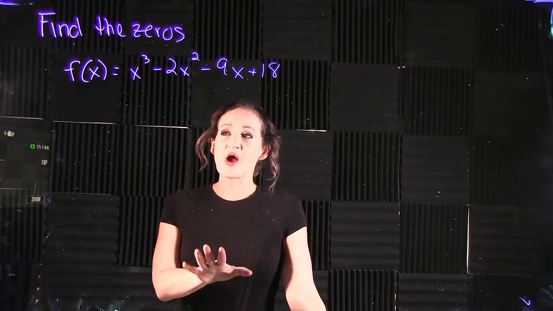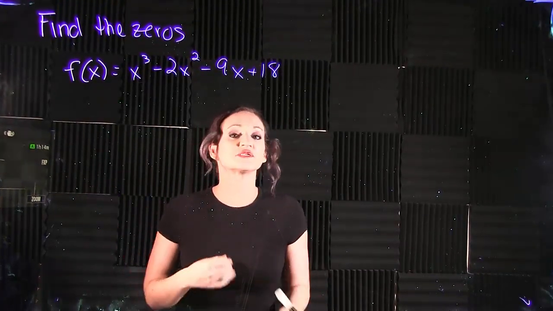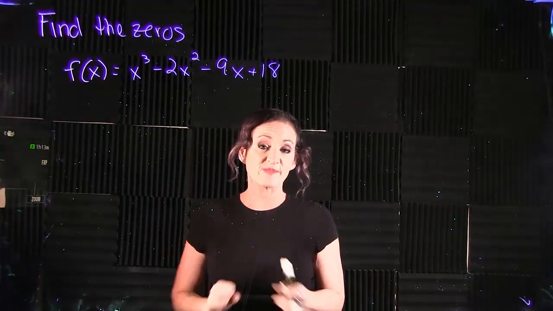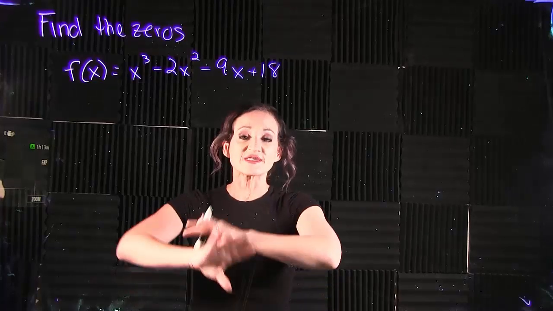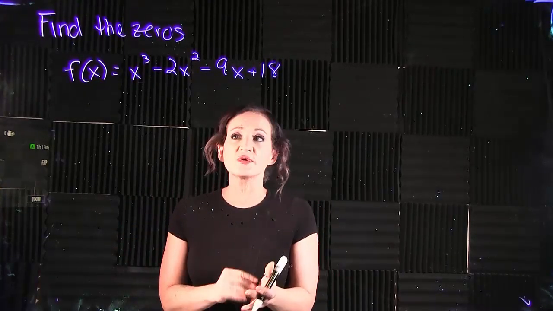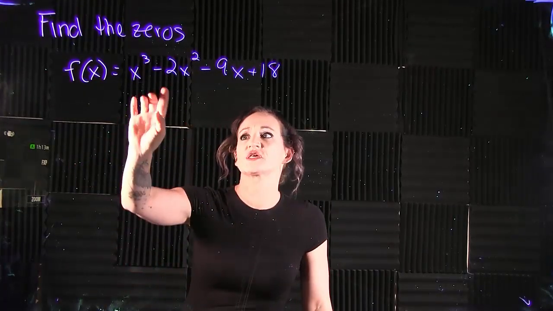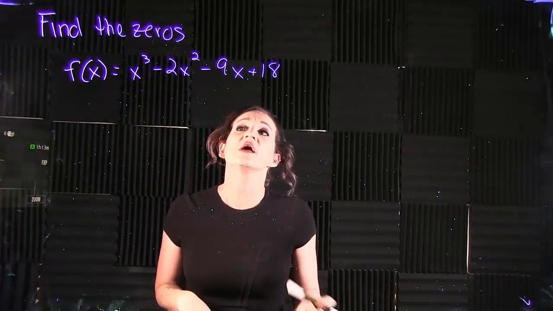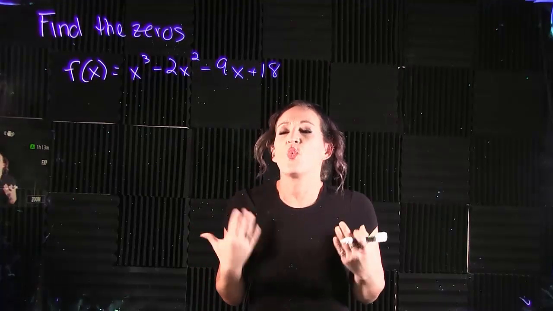For this problem, we're going to find the zeros, which is the same thing as finding the solutions, finding the x-intercepts of this particular function. Now, when we're asked to solve a function, the first thing that we should really do is take a look at the function, take a look at what kind of function it is. So this is a third-degree function. Take a look at what we can do to solve this.